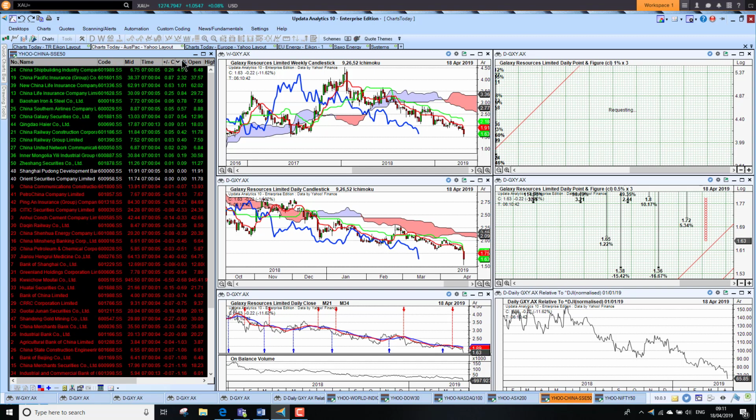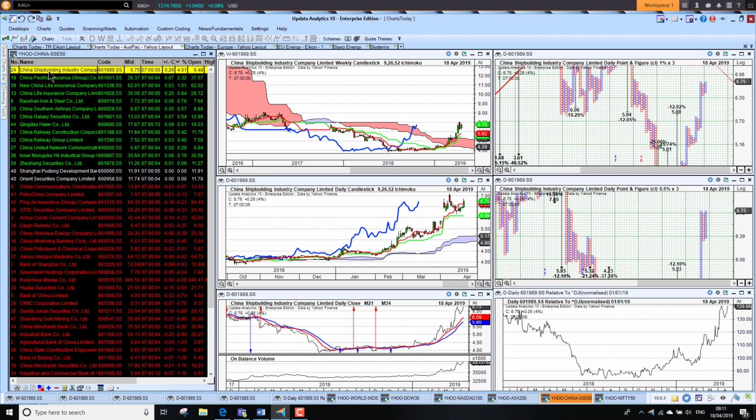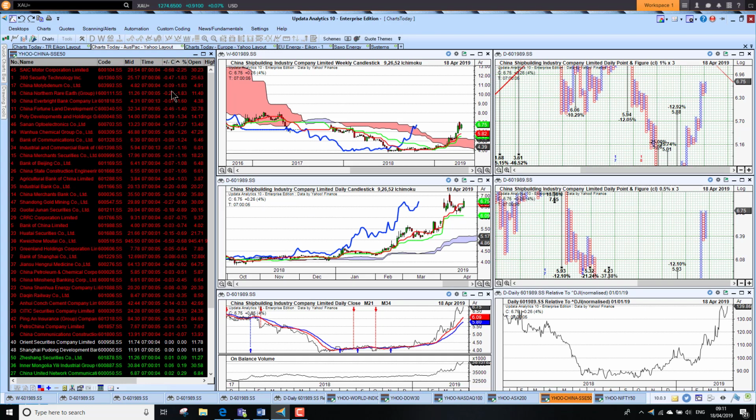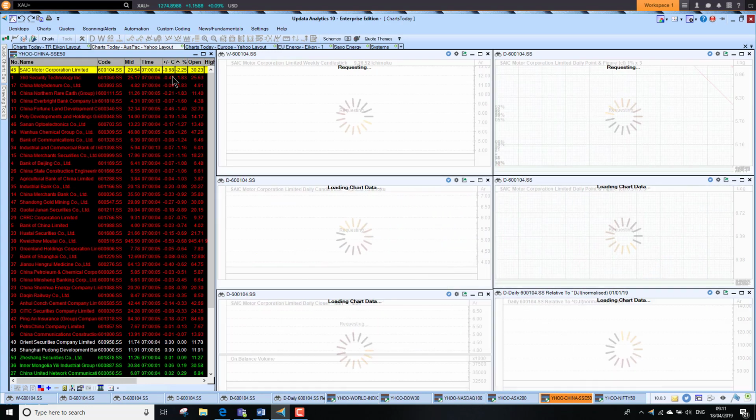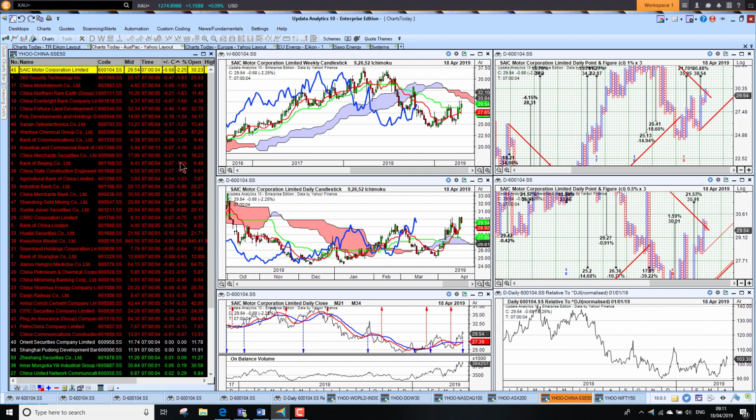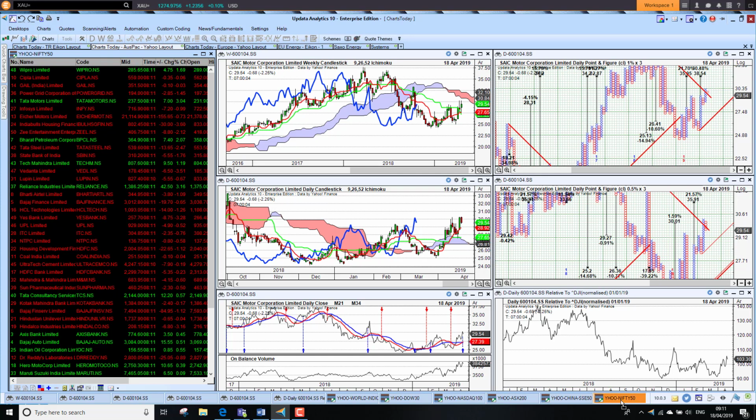China was mixed. We had only a handful of stocks up. China Shipping were up 4%. On the downside, it's interesting to see that these downside levels were mostly less than 2%. And so in the scheme of what China's been doing lately, it's held up pretty well.